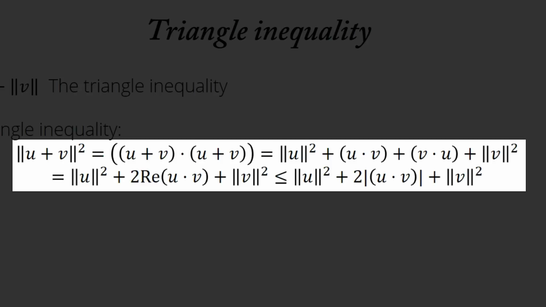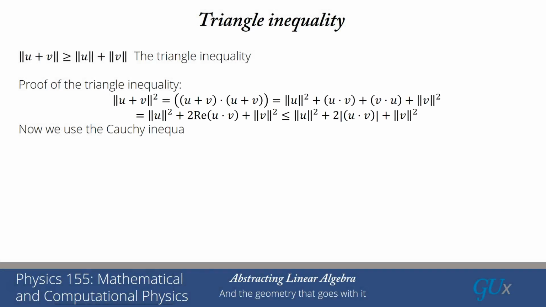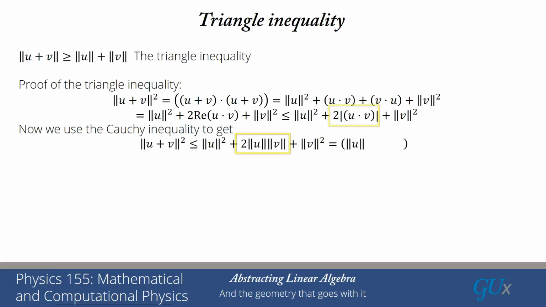Now, of course, the real part is less than or equal to the modulus. And so this is going to be less than or equal to norm u squared plus 2 times the modulus of u dot v plus norm v squared. And we're now going to use the Cauchy inequality, which will allow us to replace the absolute value of u dot v by the norm of u times the norm of v. And we're going to find that the norm of u plus v squared must be less than that, okay, because I'm adding something that is greater.